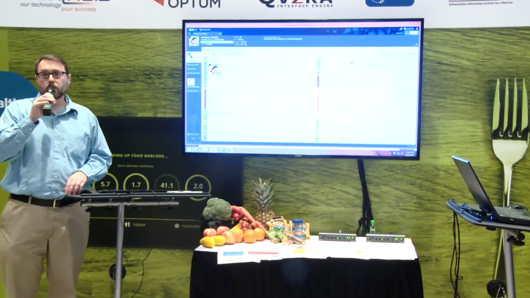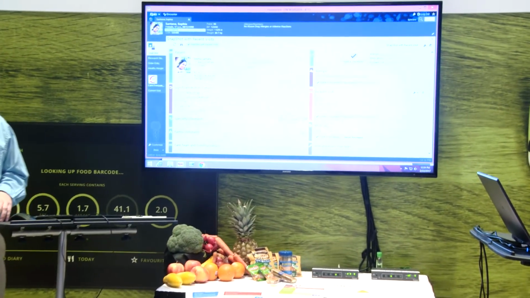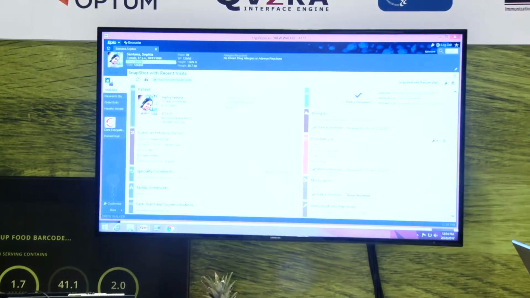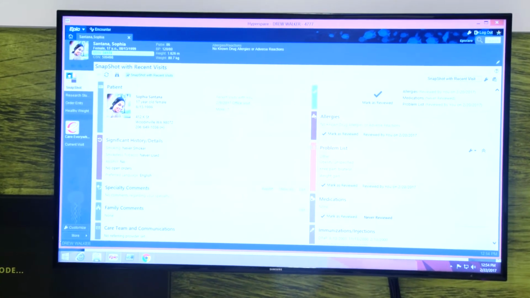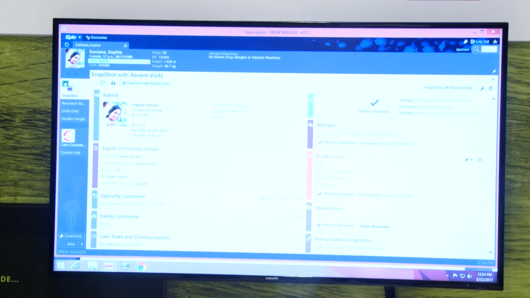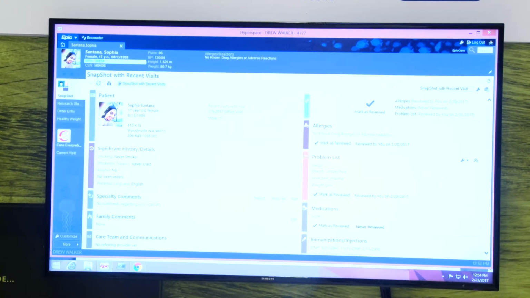Now, we'll be walking through some clinical workflows and some population health workflows, and we'll be discussing how one's work and lifestyle can affect their health. And then we'll also be looking at how population health data can actually direct patient care.